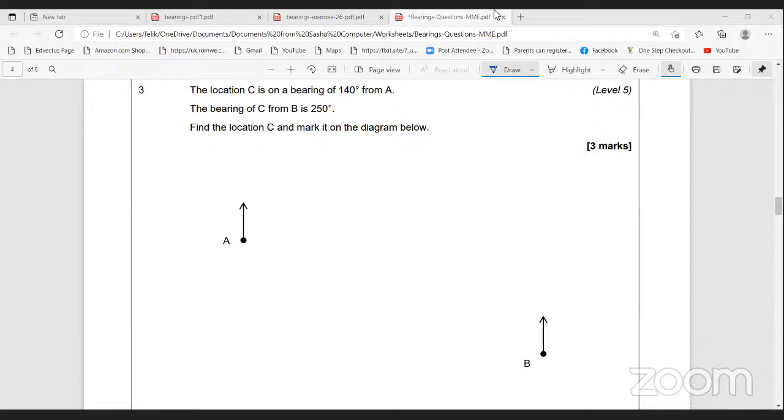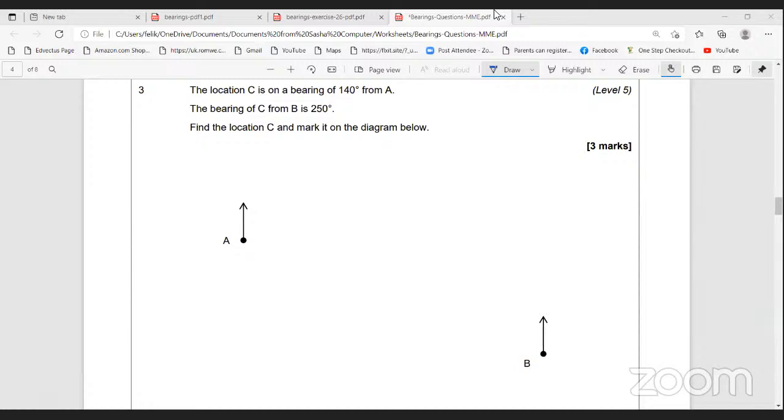Alright, so read the question for me, Anastasia. The location C is on a bearing of 140 degrees from A. The bearing of C from B is 250 degrees. Find the location C and mark it on the diagram below.